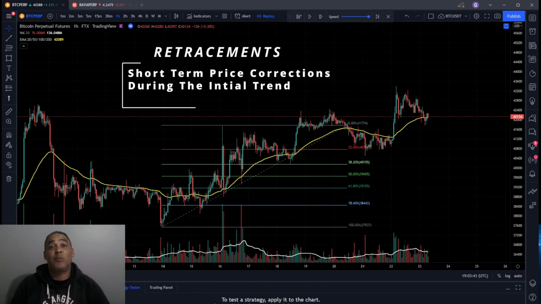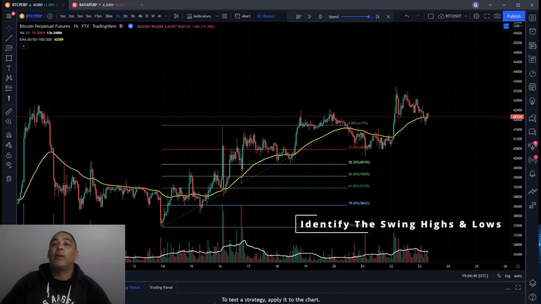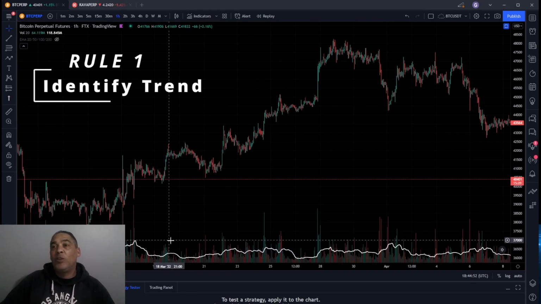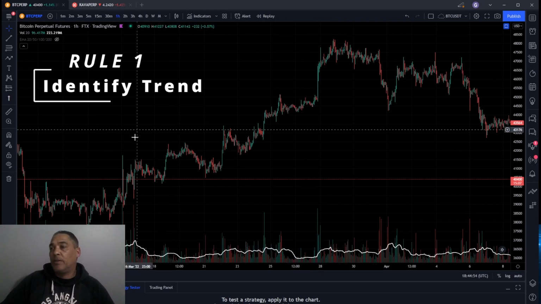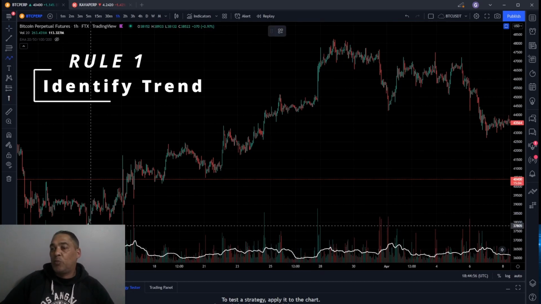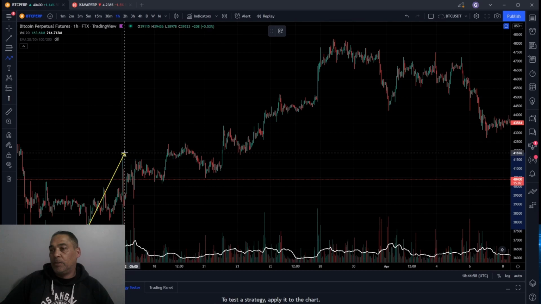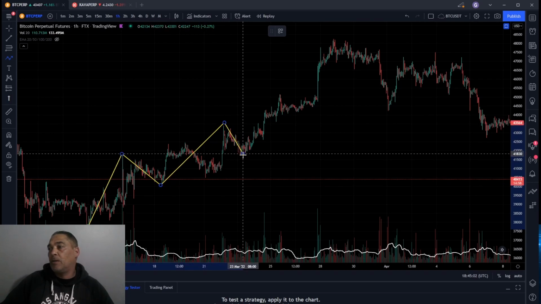Let's go. So what are retracements? Retracements are short-term price corrections during the initial trend, and therefore it's a trend following strategy. And that's why we need to identify the swing highs and swing lows. So first we need to identify which trend we're in. As we can see by the chart, we are currently in an uptrend, forming higher highs and higher lows.